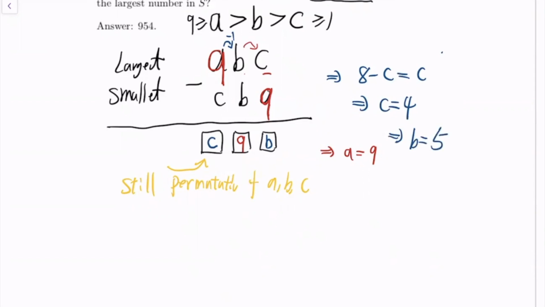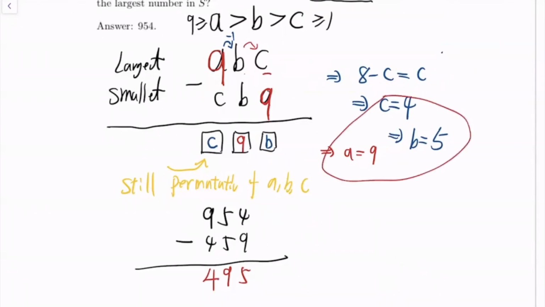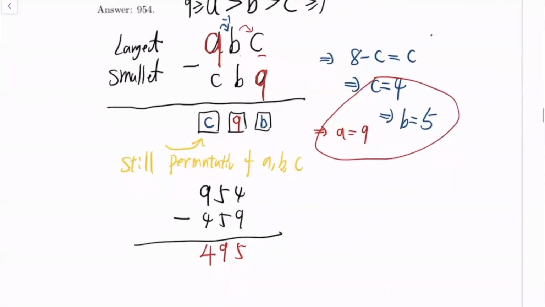So basically we get 954 minus 459. Let's see what we get. This will be 5, this will be 9, and this 4. Again, it's a permutation of these 3 numbers. So the largest one is 954.